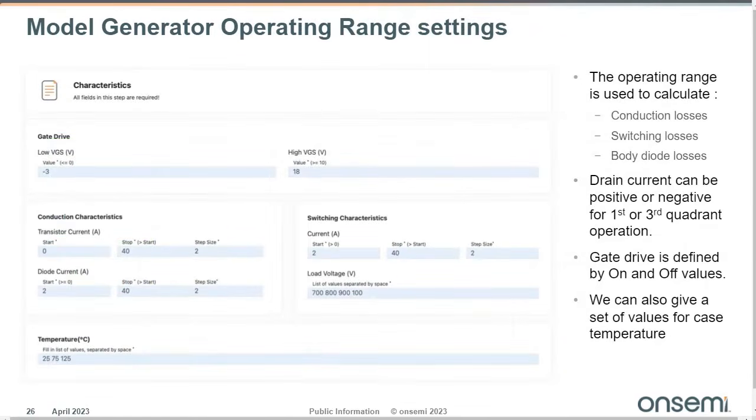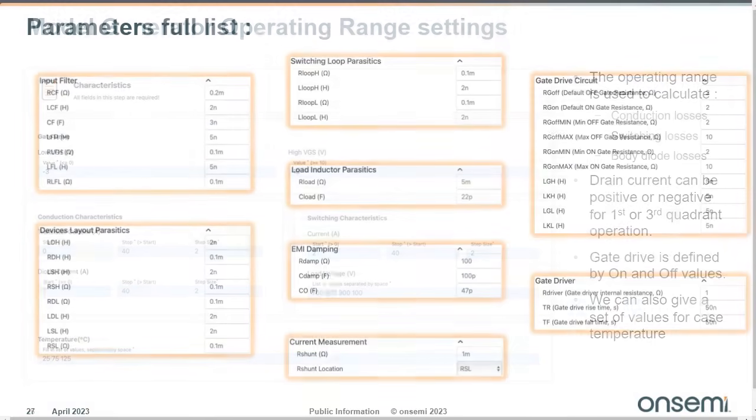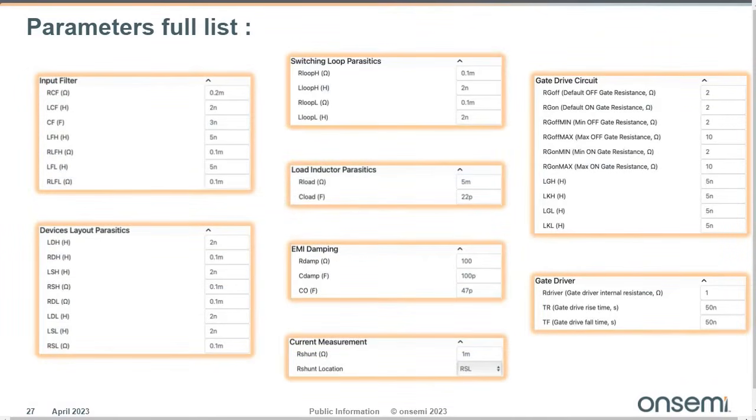So when you generate a model, you input the range you want to generate the model in. You set the on and off voltage on the gate, you set the current range with the step: the diode current, the drain current, the switching current, and the steps. You set the bus voltage, the various bus voltages of your application, and also the various temperatures where your system could operate. I would say it also takes into account first and third quadrant operation.